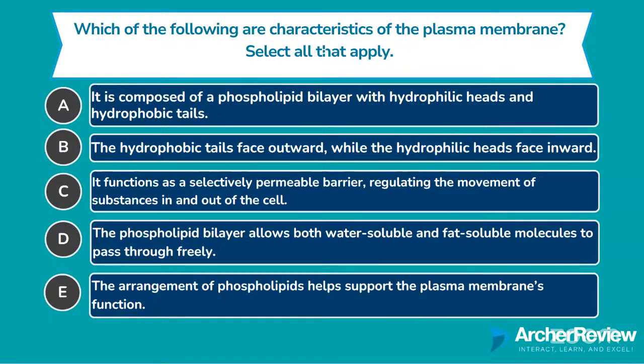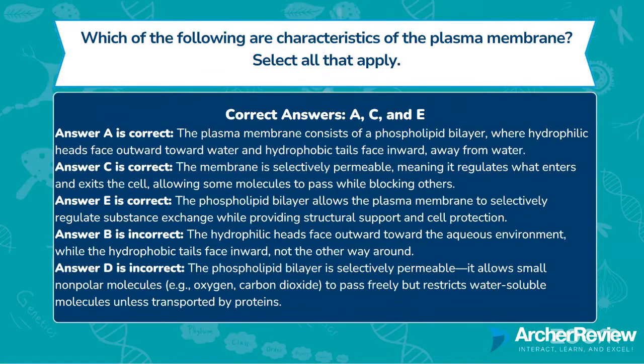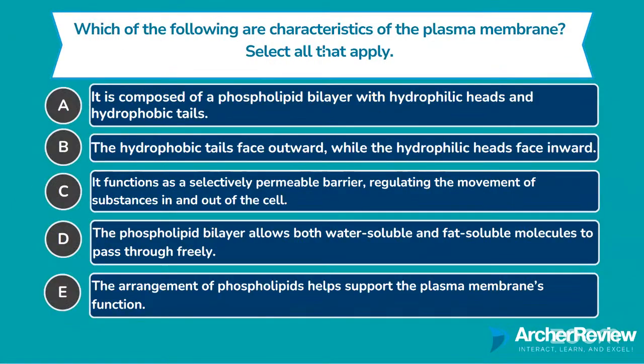Okay, are we ready for the big reveal? I saw some correct answers out there. Here we go. A, C, and E. Let's take a look. A is composed of a phospholipid bilayer with hydrophilic heads and hydrophobic tails.